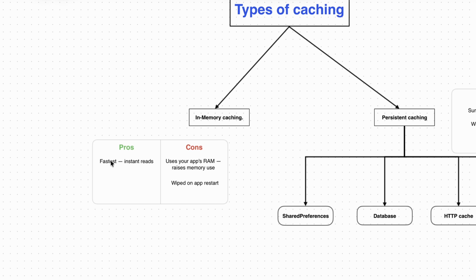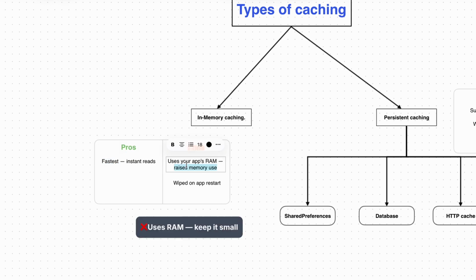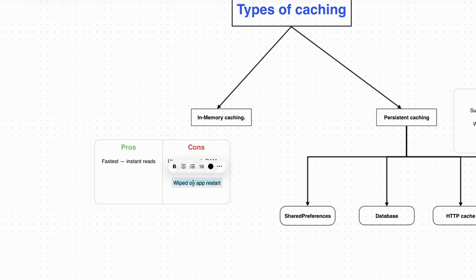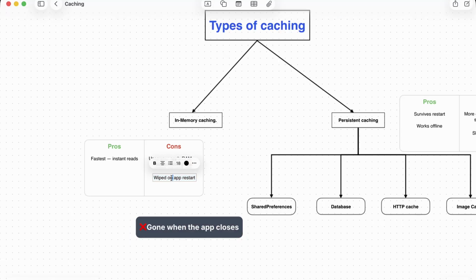Here are some pros and cons. In-memory caching is the fastest, but it uses your app RAM, so make sure you are not storing any big data in it, as we are storing the values in memory. As soon as your app closes, you lose the data.